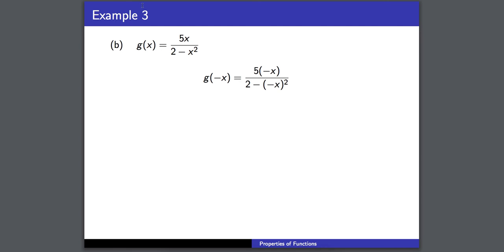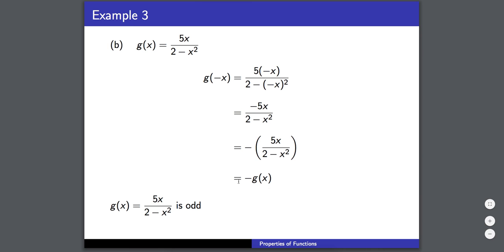So let's replace x with negative x. So 5 times negative x over 2 minus, in parentheses, negative x squared. It gives us negative 5x over 2 minus x squared, which, if we pull this negative out of the numerator, we have negative 5x over 2 minus x squared. Well, that's the exact same thing we started with. So that's the negative of what we started with. These are opposite outputs. This is an odd function.